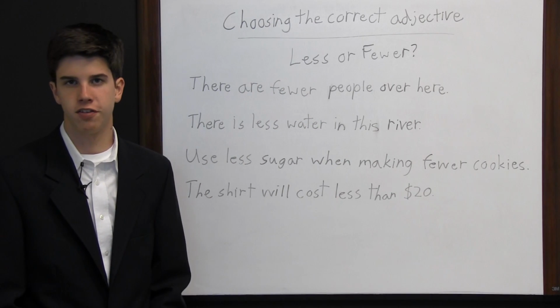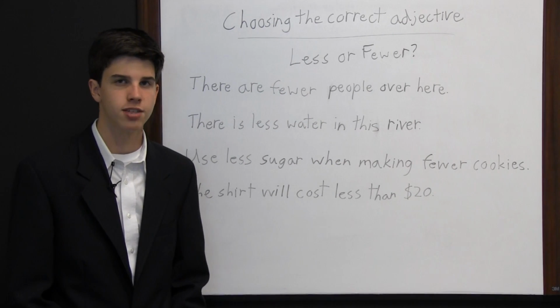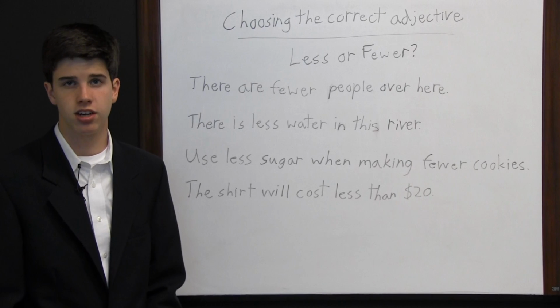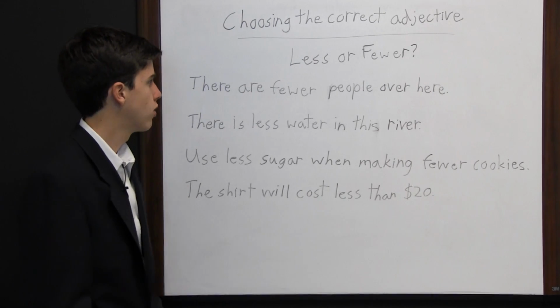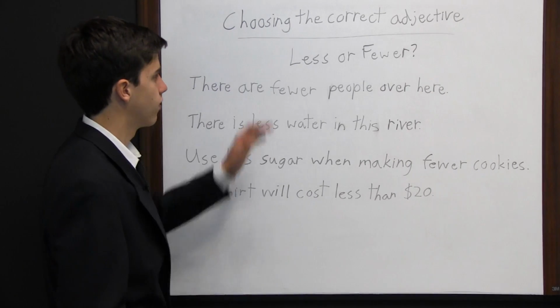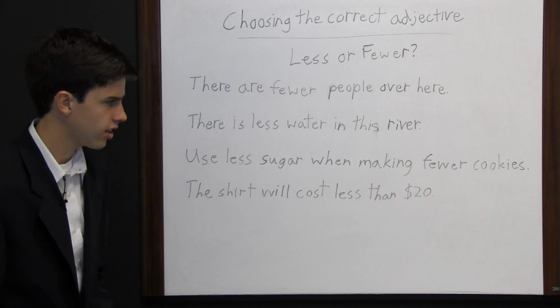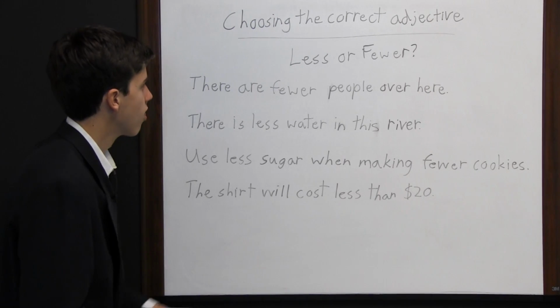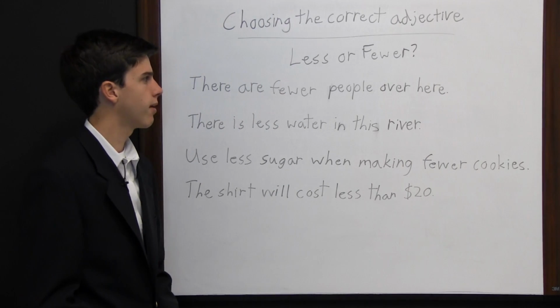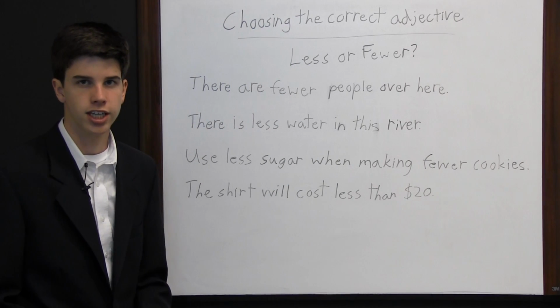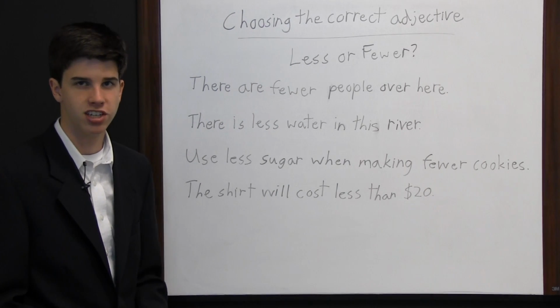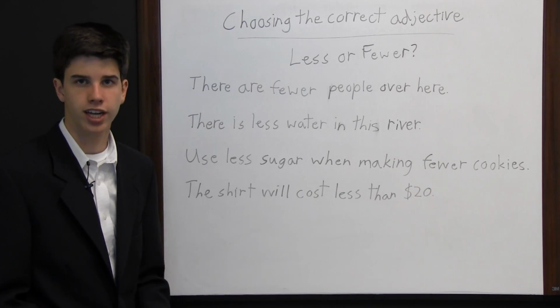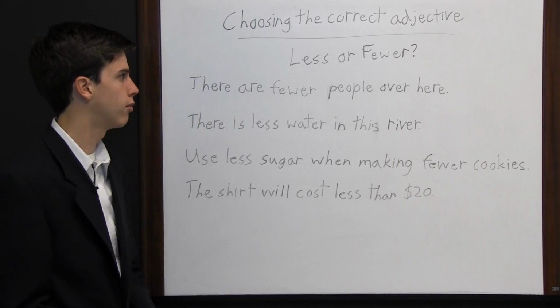Choosing the correct adjective can sometimes be difficult, especially in certain confusing cases. One of those cases is whether or not to use less or fewer. That is the question. And a lot of people get this confused, so I don't want this to hold you up. Less is used when you're talking about things that aren't countable. Like you would say, there is less sand on this beach than the beach we were at last weekend, because sand's not something that's countable.